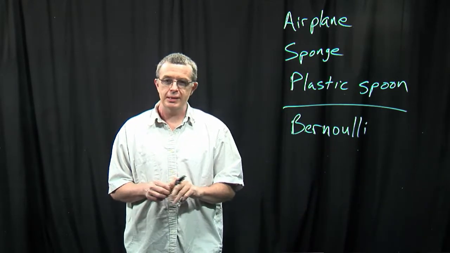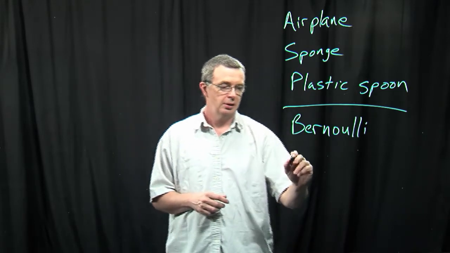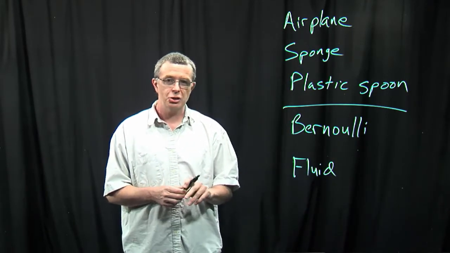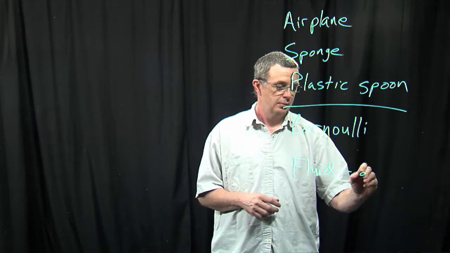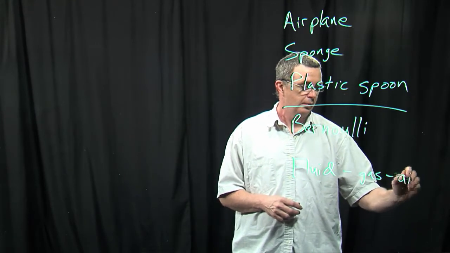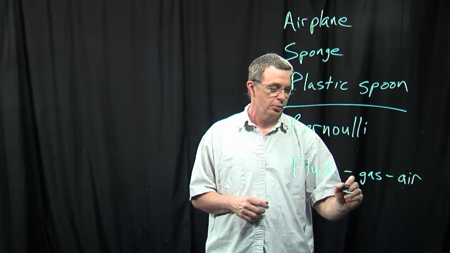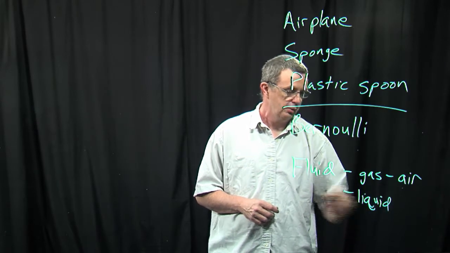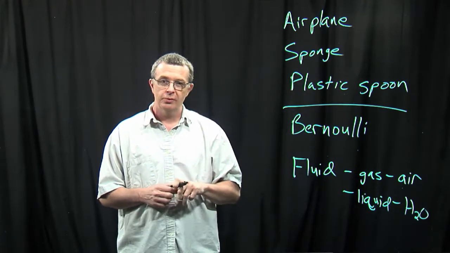So Bernoulli described this idea where as we have fluids moving over the surface of an object, it creates different zones of pressure. So what do we mean by a fluid? A fluid is just a substance that doesn't have a distinct shape or size. So we can think about it in terms of gases, like air. And so that's what we're talking about as we're thinking about the airplane. Or we can think about it in terms of a liquid, like water.